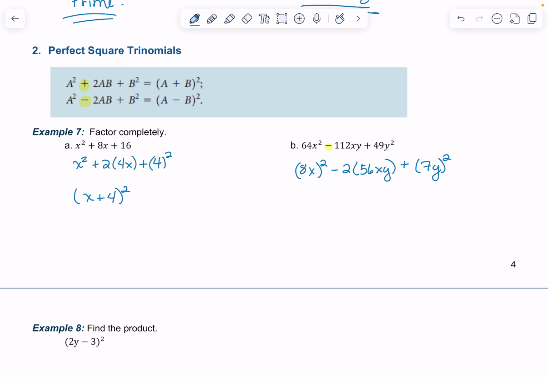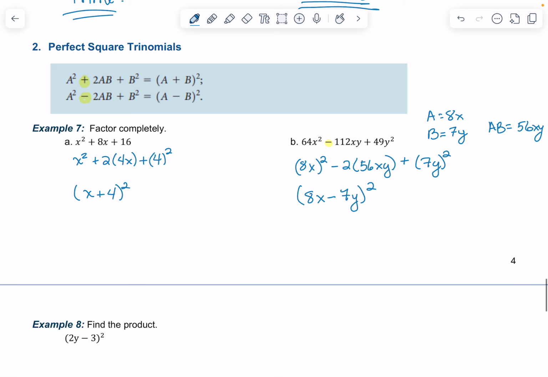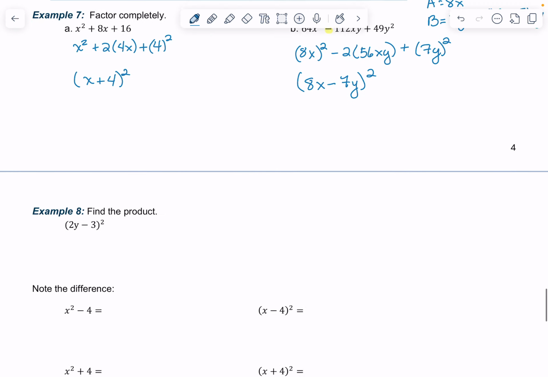So if I look at my a there is 8x, my b is 7y. That means that a times b is equal to 56xy. So indeed, we do have a nice perfect square there with the difference, and so I can write this as an 8x minus 7y all squared. Okay? Pretty neat how we can do that. So that's us factoring those perfect square trinomials.